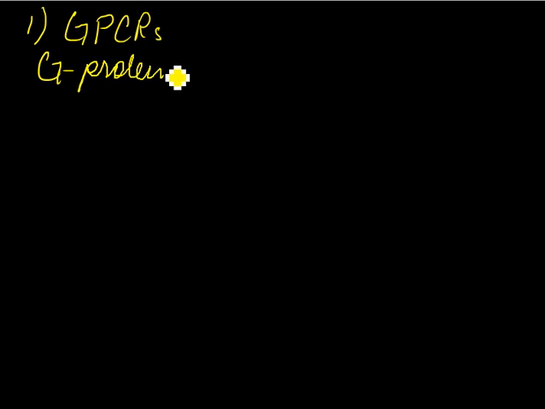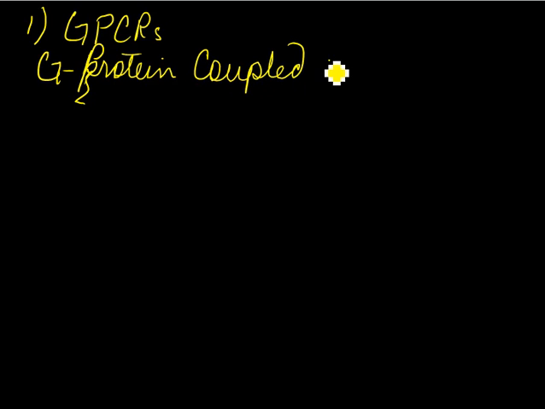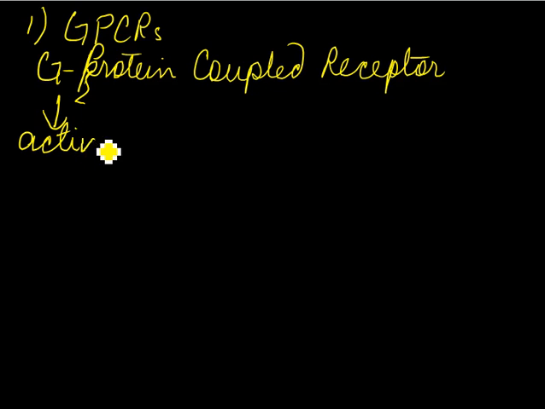Hi and welcome back. So the first category of receptors is the GPCRs, and GPCR just stands for G protein coupled receptor. So they're named so because they activate G proteins. Okay.